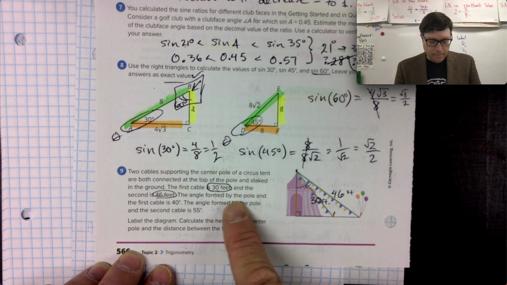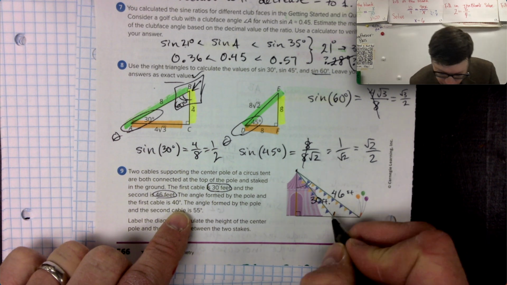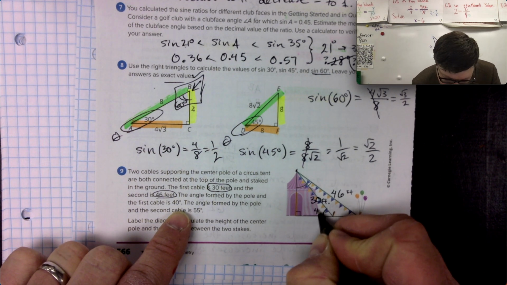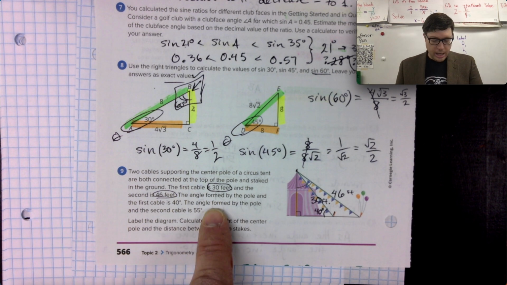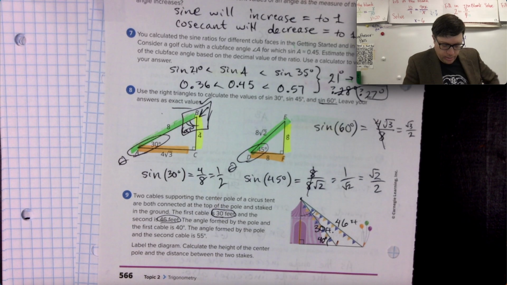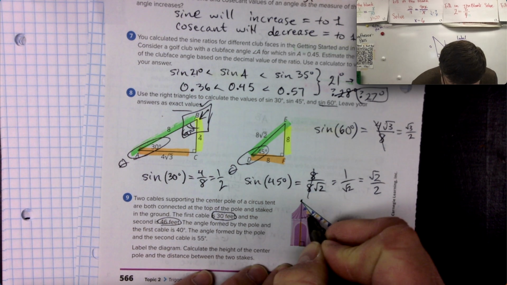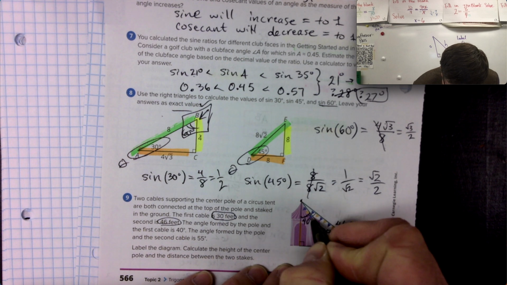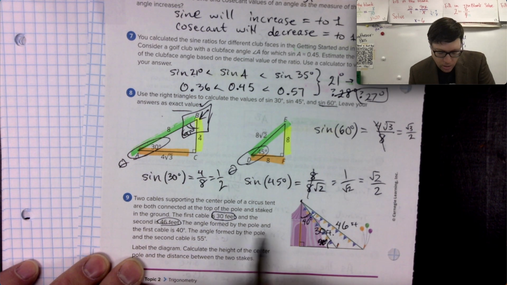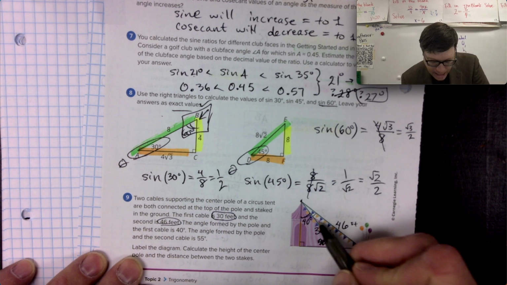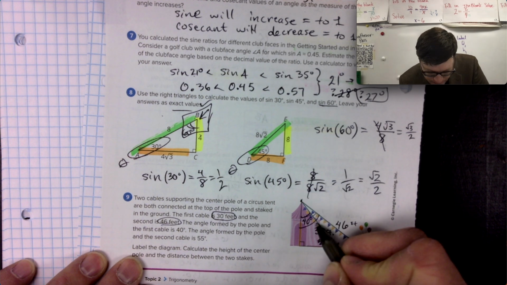The angle formed by the pole and the first cable is 40 degrees. So I'm going to write 40 degrees in there. The angle formed by the pole and the second cable, wait a minute. I put the 40 in the wrong spot. That's the 40 degrees with respect to the ground. We need to put the 40 up here. And they do have that. Okay. The angle formed by the pole and the second cable is 55 degrees.